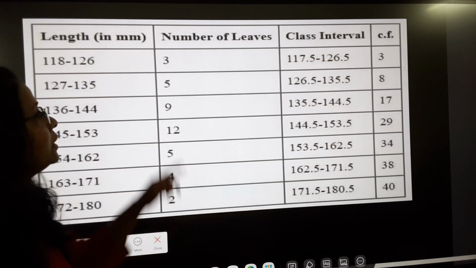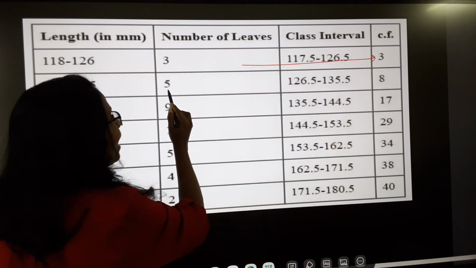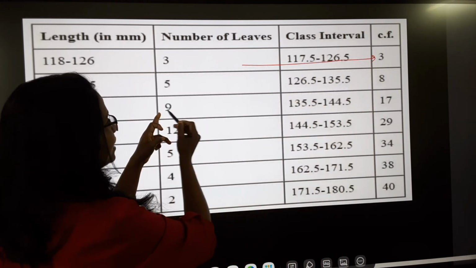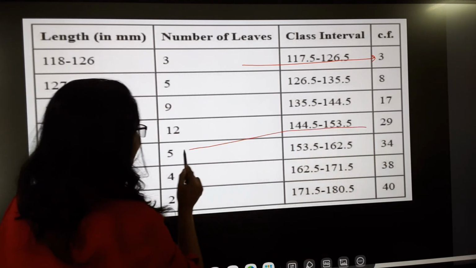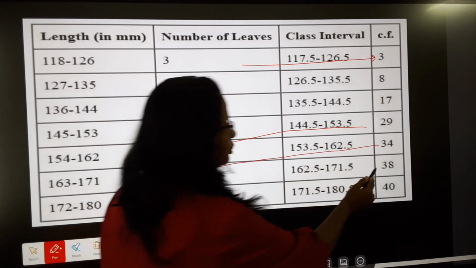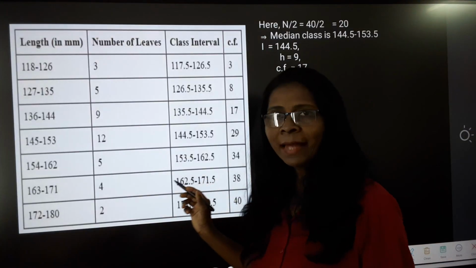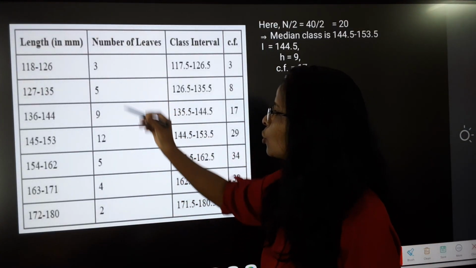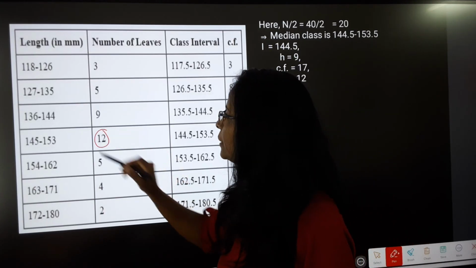cumulative frequency. So 3, write down as it is. Then 3 plus 5 is 8. 8 plus 9 is 17. And 17 plus 12 is 29. 29 plus 5 is 34. 34 plus 4 is equal to 38. And 38 plus 2 is 40. The maximum frequency in the second column is 12. See here, that is 12.